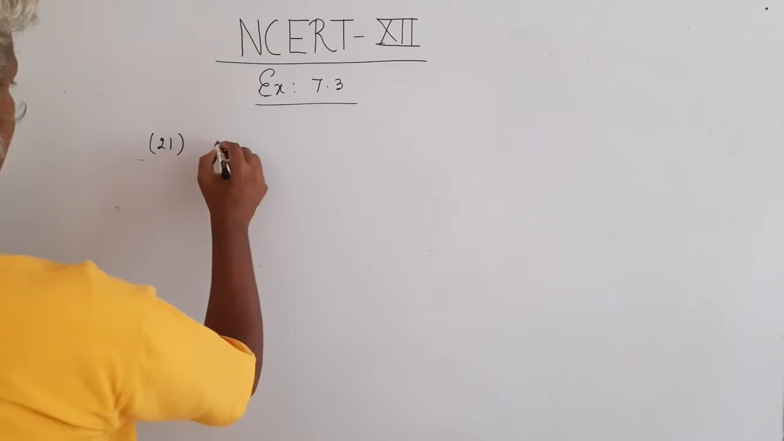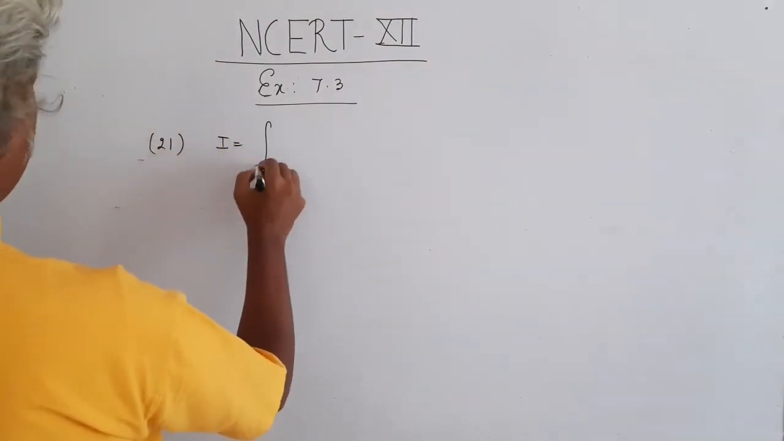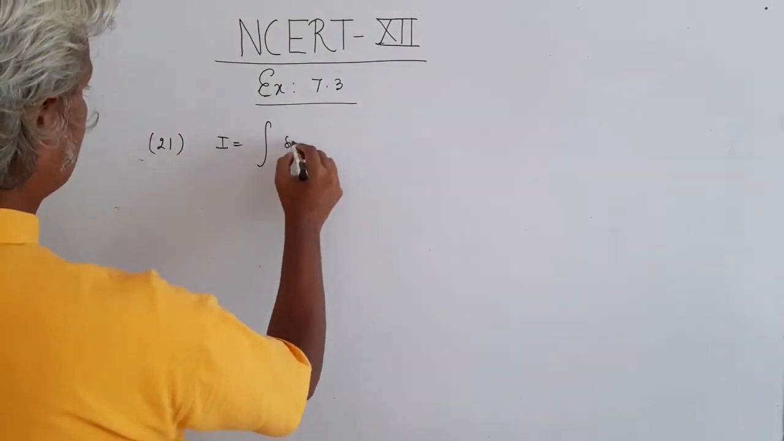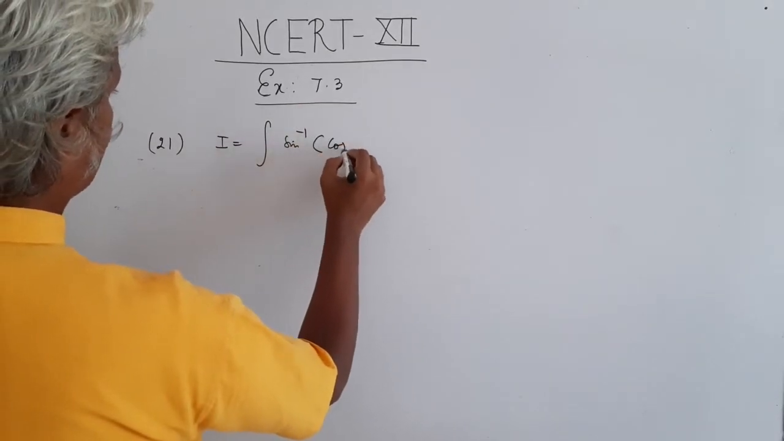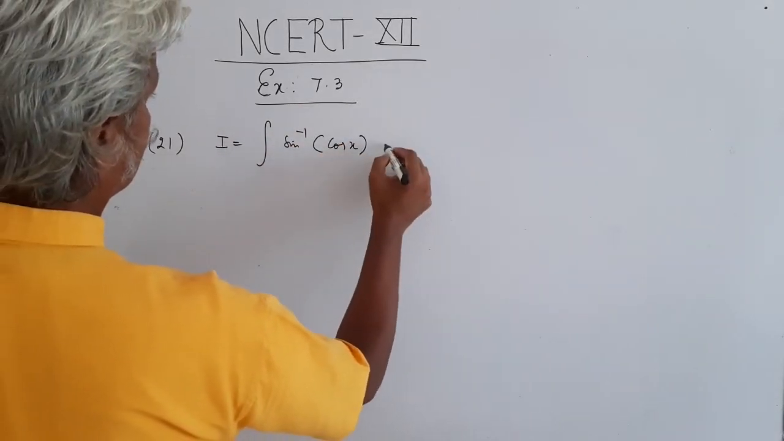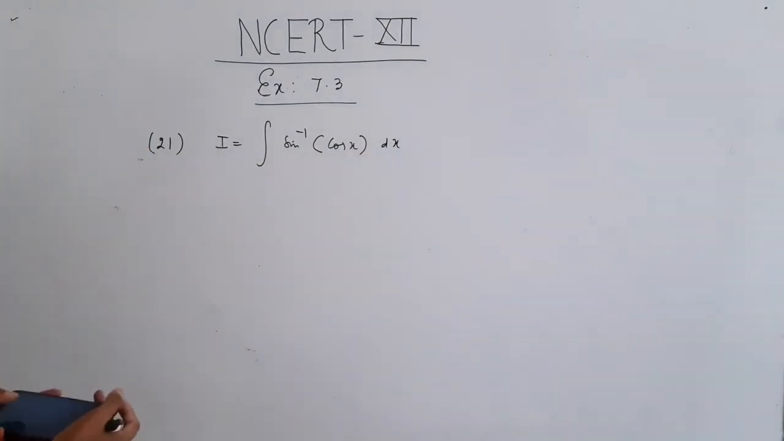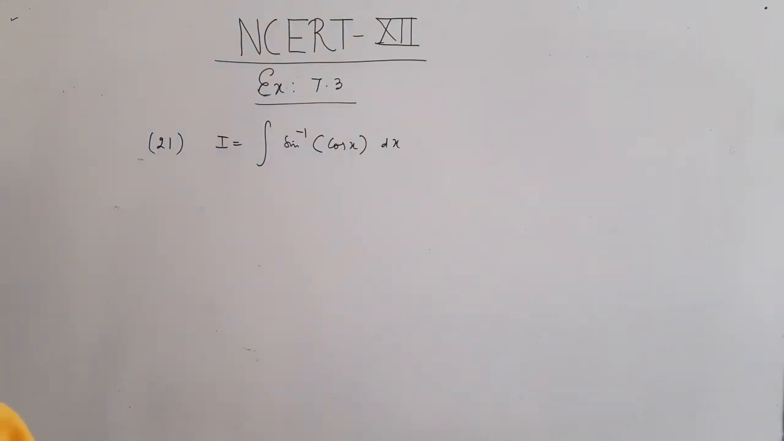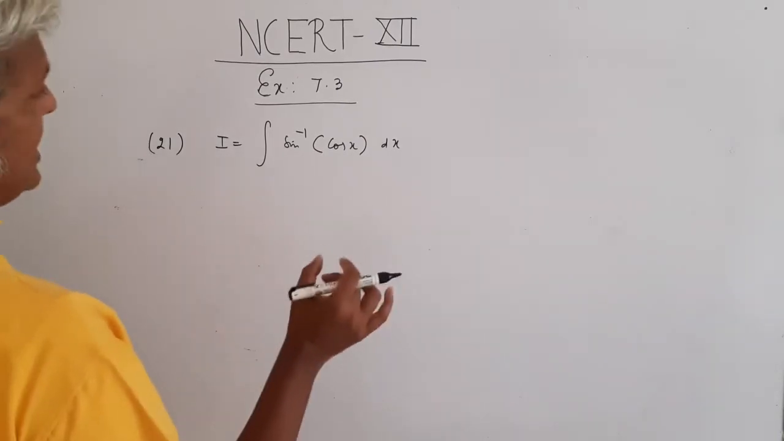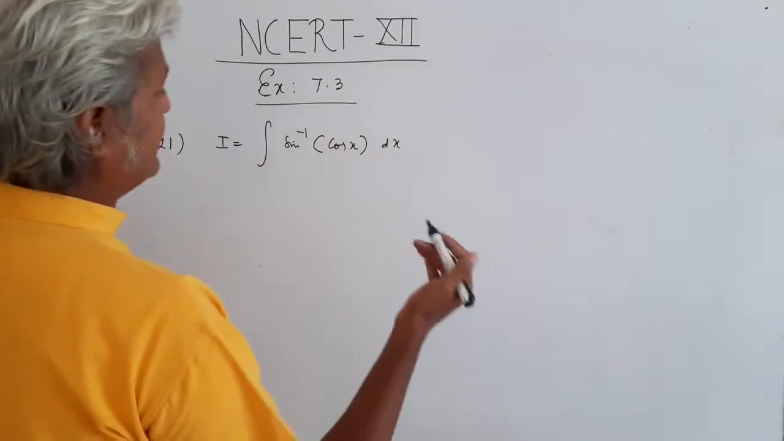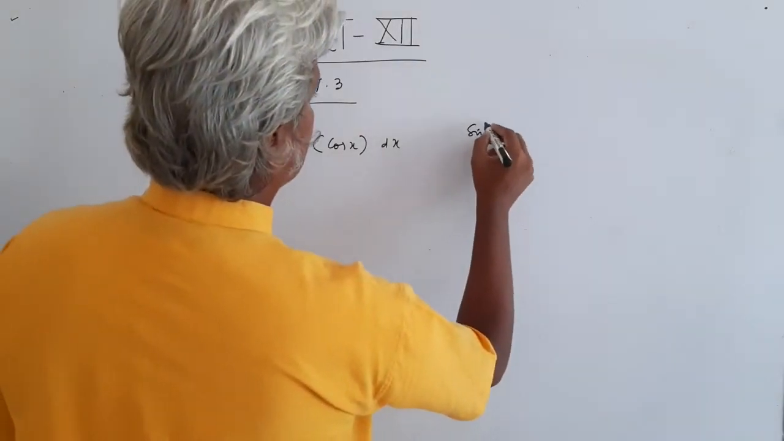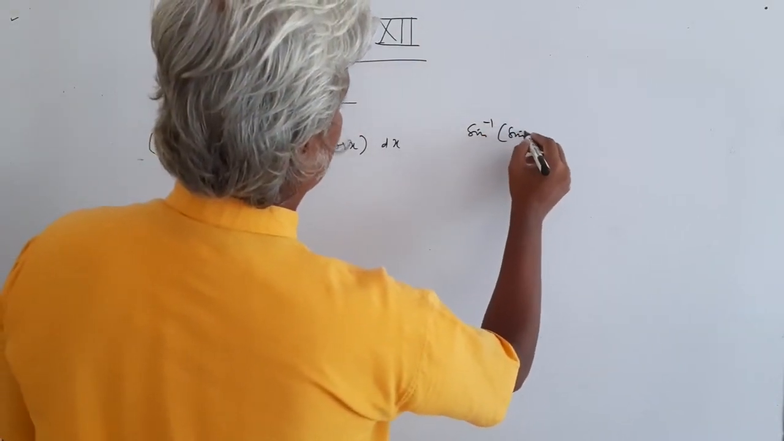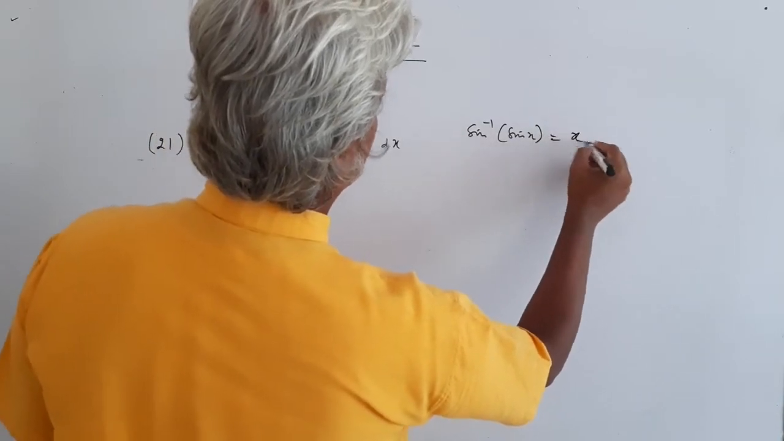Question number 21, find the integral of sine inverse cos x dx. So what to do? We have to get rid of this cos x, and we don't have anything there. So I suggest, if you use the idea of inverse trigonometric functions, it says that sine inverse sine x in its defined domain gives you x.